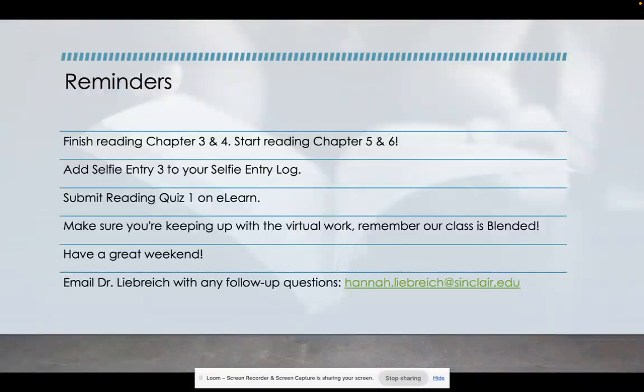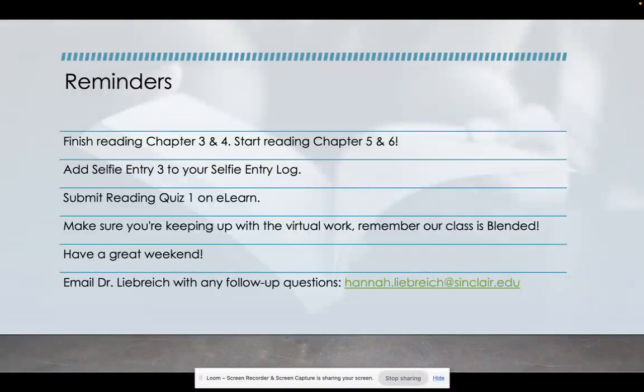Finish reading chapters 3 and 4. Start reading chapters 5 and 6. Add selfie entry 3 to your selfie log. Make sure you're keeping up with that. Submit reading quiz 1 on eLearn by Sunday at 11:59 p.m. Make sure you're keeping up with the virtual work.